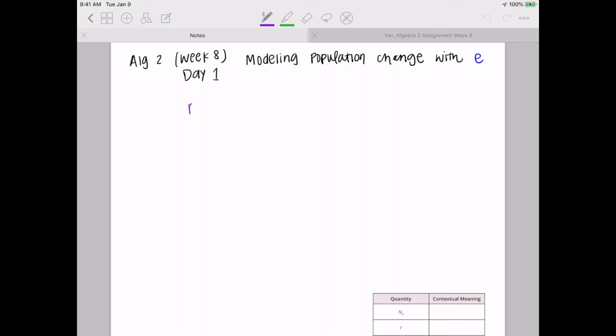Last week, let's review a little bit. Last week we talked about compound interest. We were still dealing with exponential functions, and compound interest is the one where you invest money and see how much you get back with the interest. If you remember, it was A equals P times (1 plus r over k) to the kt.